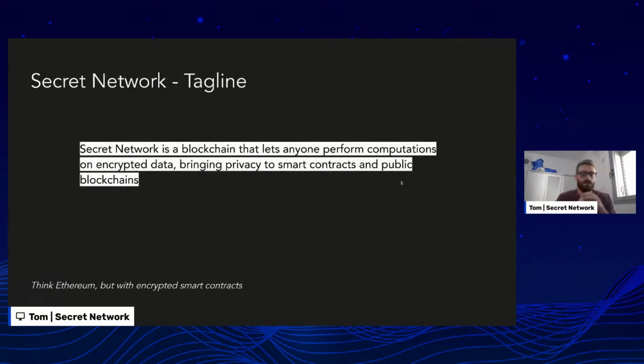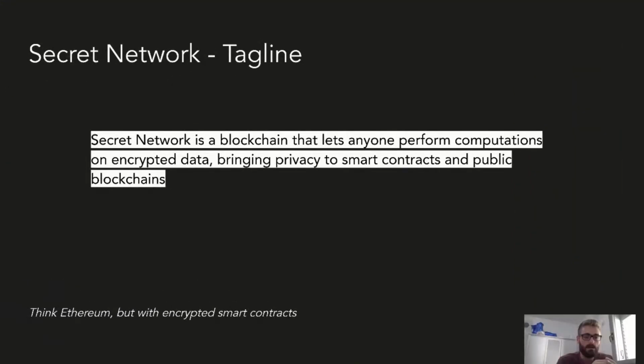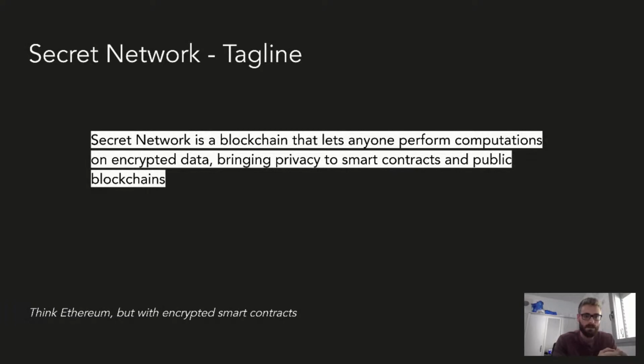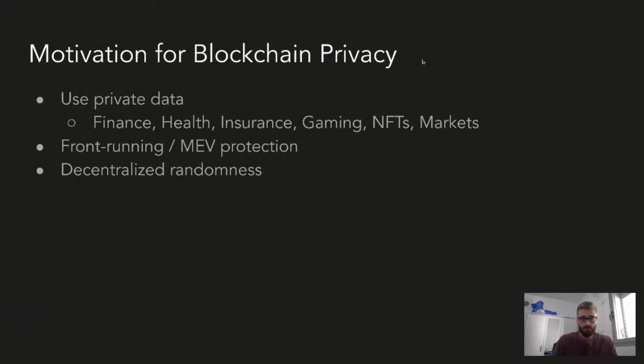So Secret Network, as I said, is a layer one blockchain, and will let anyone perform computations on encrypted data. And that means that basically all the state of the blockchain is encrypted. And by that, we strive to bring privacy to smart contracts and to public blockchains. But why do we care about privacy at all? What's the motivation behind it?